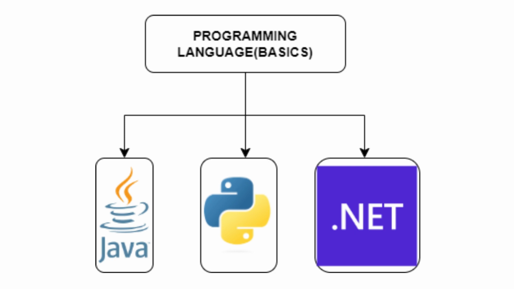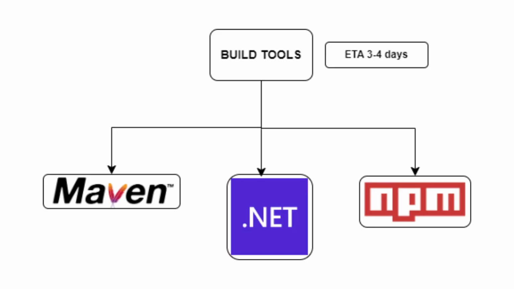Okay, now let's move on to the next topic. Next up we have build tools. Build tools are specific tools which are used for building the application. For example, if you have a Java based project, you will use Maven. Maven has basic commands like mvn clean install, mvn clean package, mvn compile.